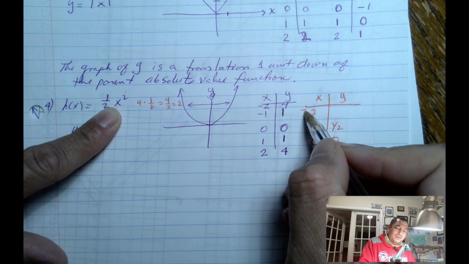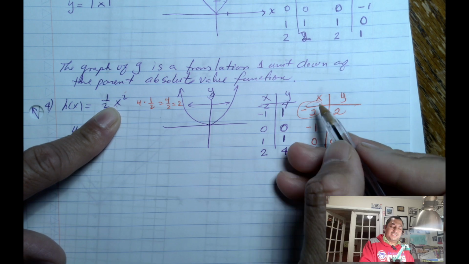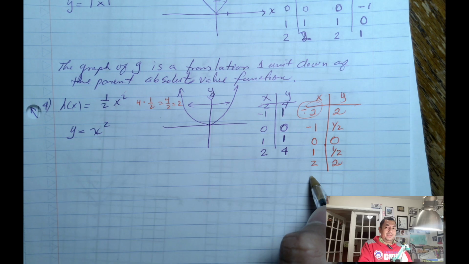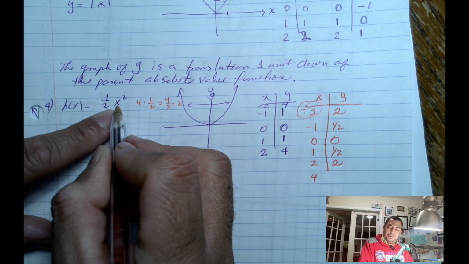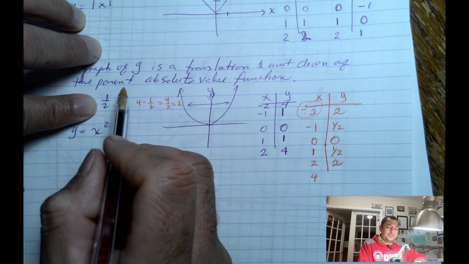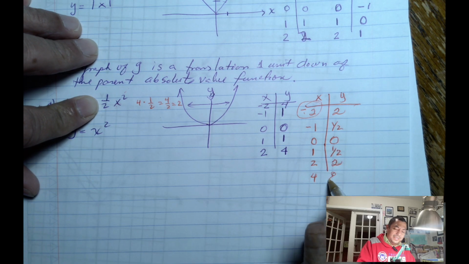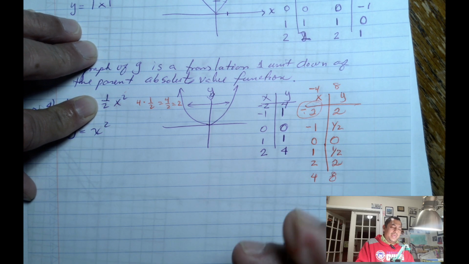And with -2, it's going to repeat this value. So when x is equal to -2, y is equal to 2. I'm not going to do 3. I'm going to do 4. When x is equal to 4, y is equal to 4 to the second power is 16. 16 divided by 2 is 8. And if I do -4 here it is also 8.